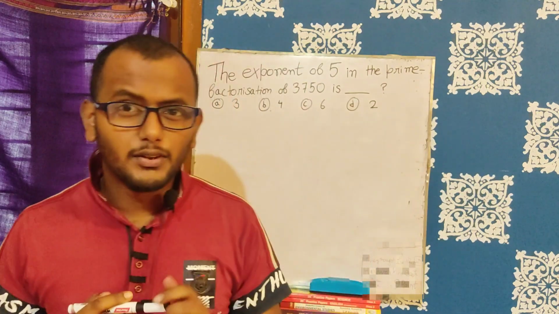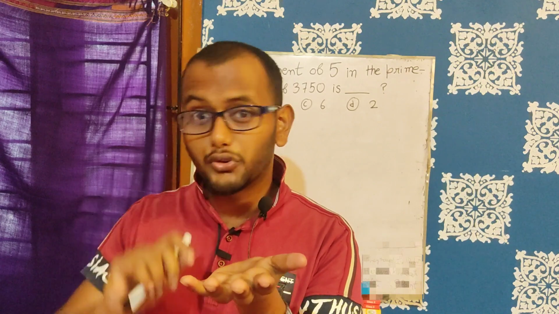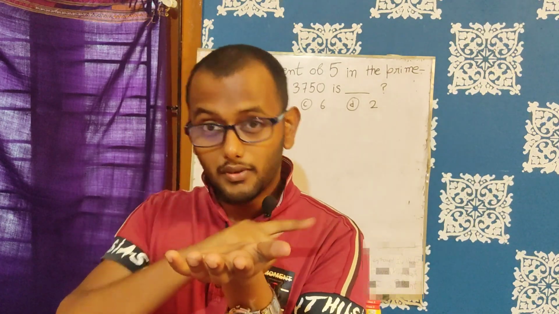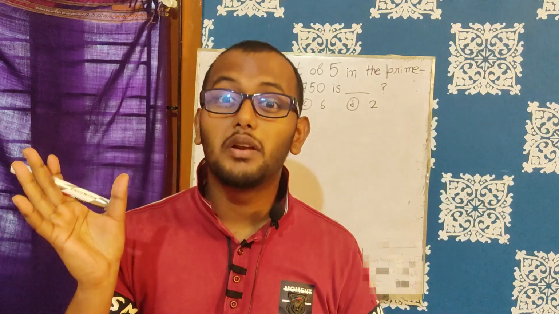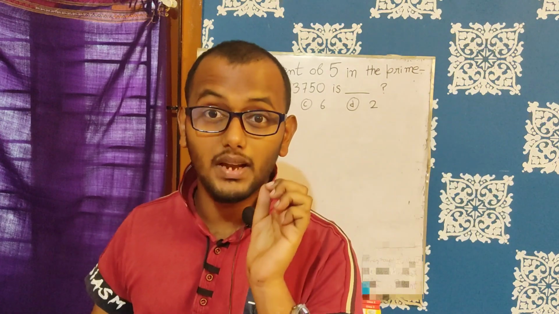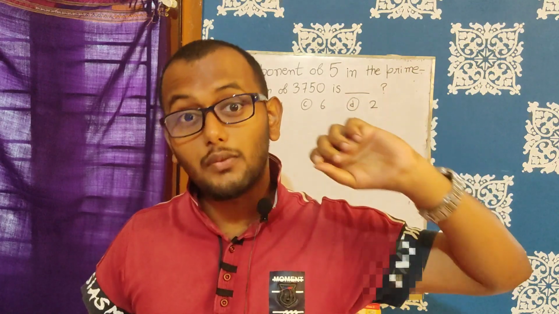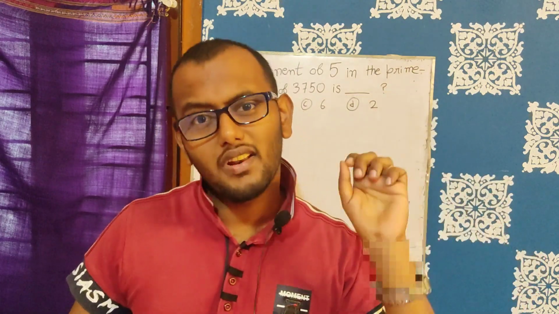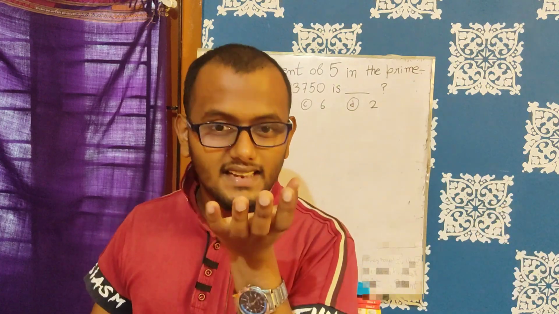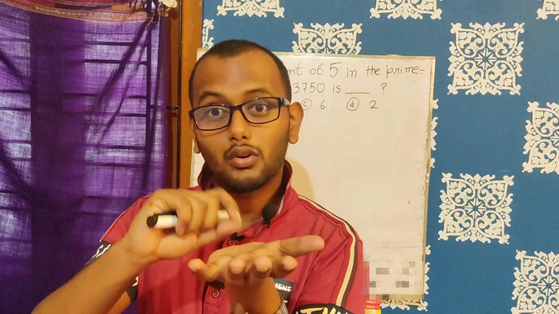Before starting this one, I want to say something. Let's say any number is given. Then there are two possibilities: either that number could be a prime number or a composite number. If it is a prime number, then it will have two factors, that is 1 and itself. If it is a composite number, then it will have 1, itself, as well as a few other prime factors. So let's say any number is given, either a prime number or a composite number.